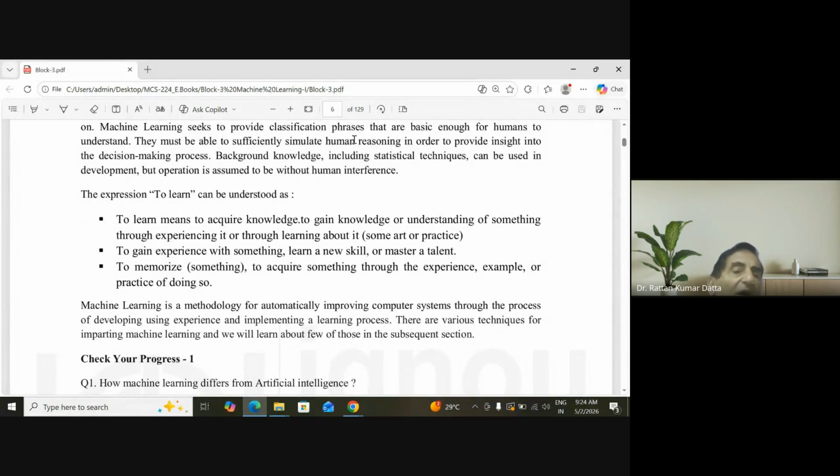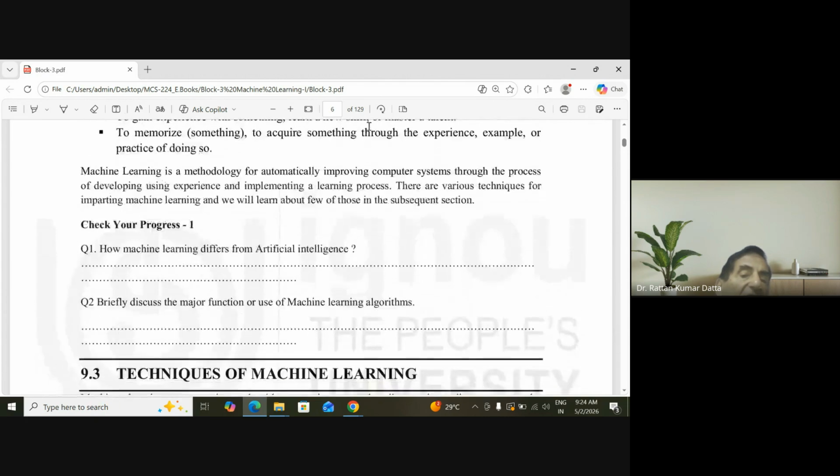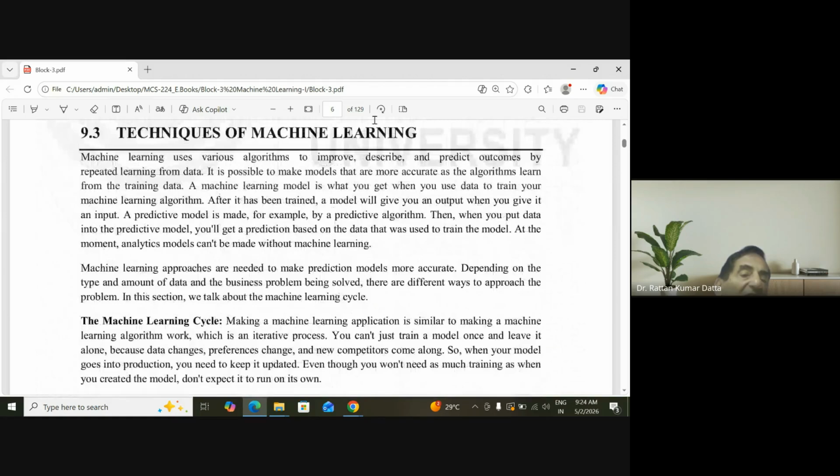To learn means to acquire knowledge, to gain knowledge or understanding of something through experience or through learning about it, some art or practice. To gain experience with something, learn a new skill or master a talent. Then to memorize, to acquire something through experience, example, or practice doing so. So you can say that these are the various techniques for machine learning.